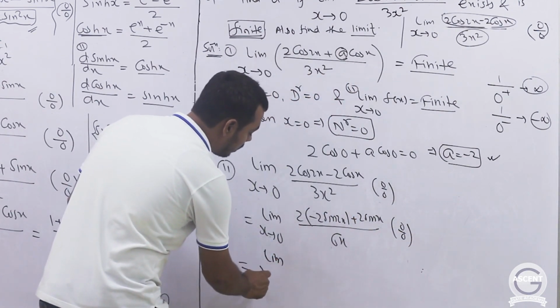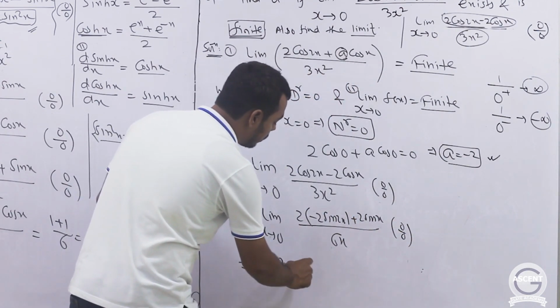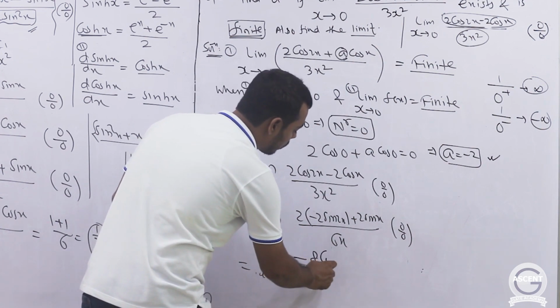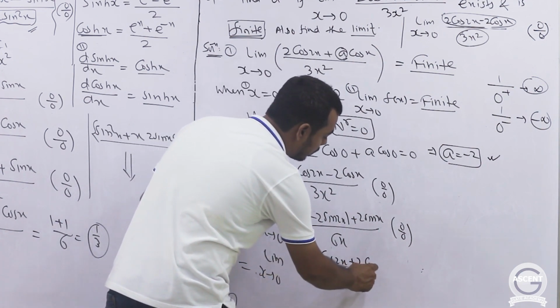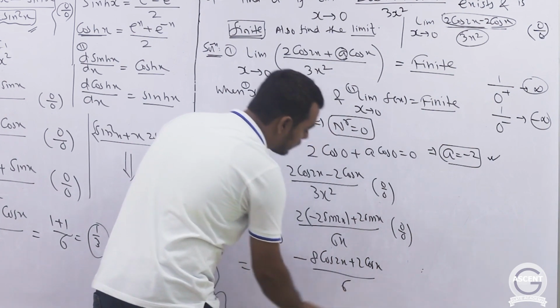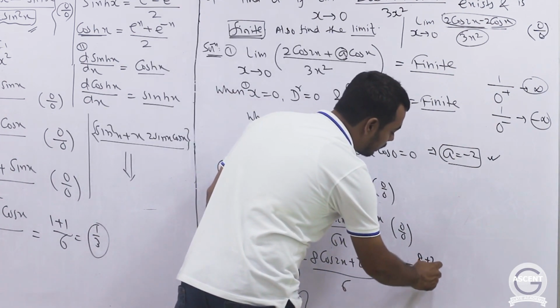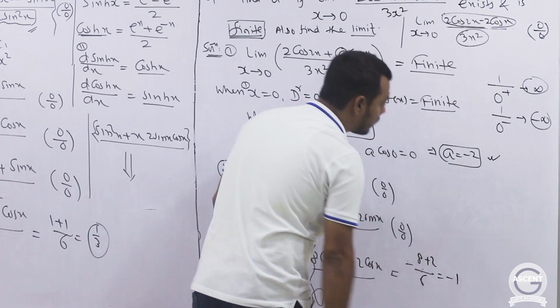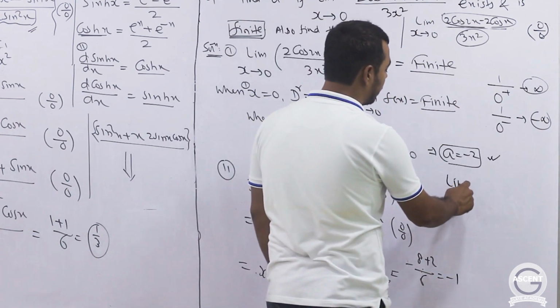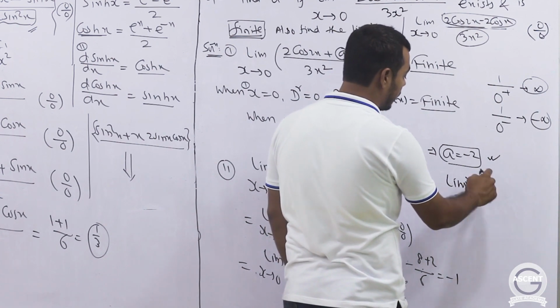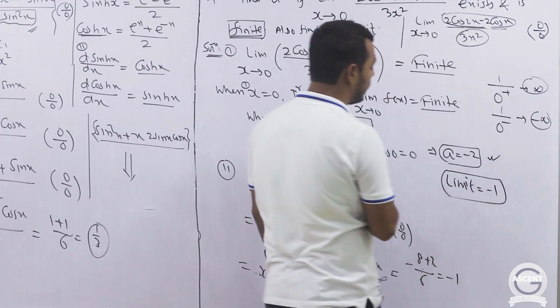Again apply L'Hopital's rule. Limit x tending to 0, minus 8 into cos 2x plus 2 into cos x, and this divided by 6. If you place 0 here, then you will get minus 8 plus 2 by 6, which is minus 1. So a is minus 1, and the value of the limit will be, sorry, a is minus 2, the value of the limit will be minus 1.